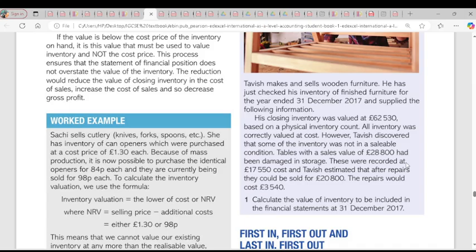So here we have 62,000, that's the closing inventory, plus inventory value minus the estimated cost of the damage. That gives us 62,240. Clear? That's activity 1.